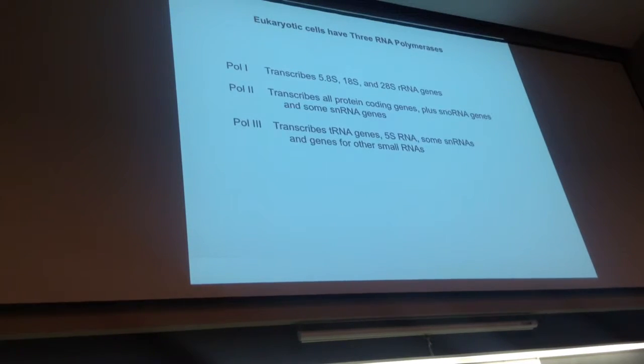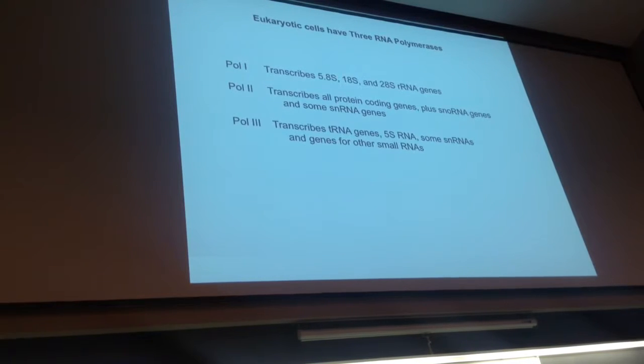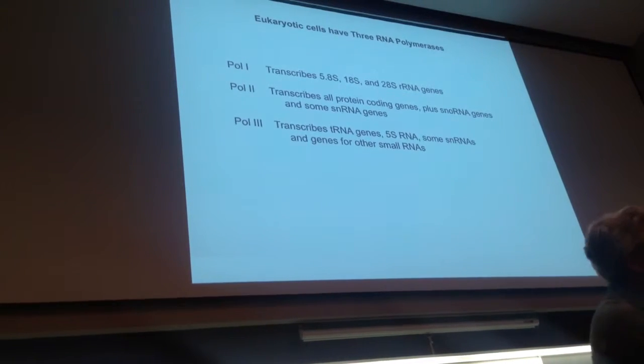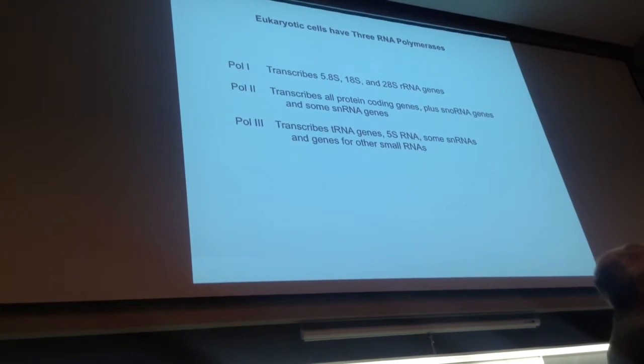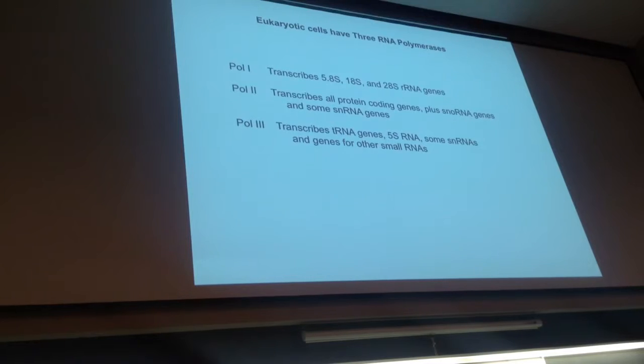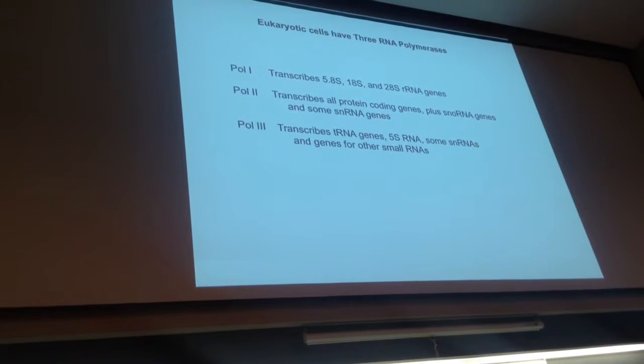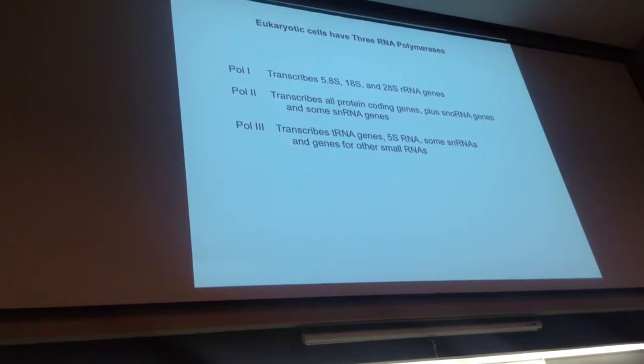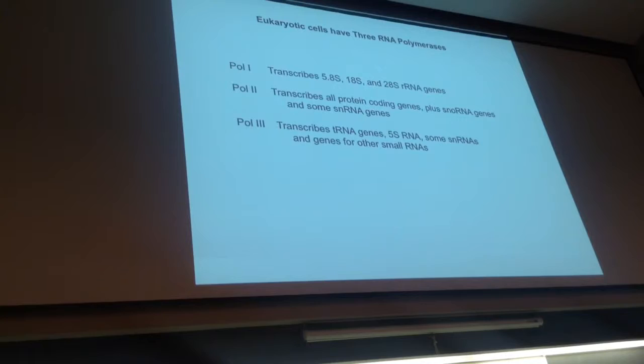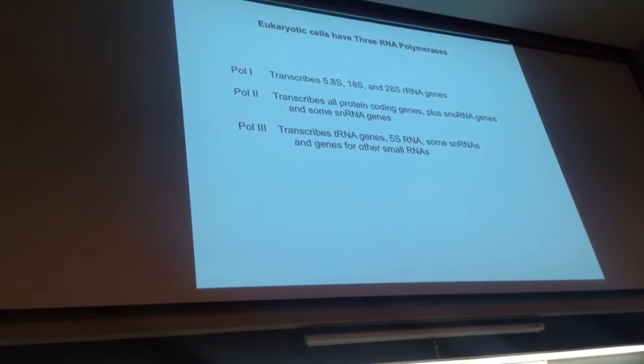First of all, y'all remember eukaryotic cells have 3 RNA polymerases. Polymerase 1 is responsible for transcribing the multiple genes that encode ribosomal RNA. Polymerase 2, which is the one that we're going to talk about the most, is responsible for transcribing genes that encode proteins. There are also genes that encode some RNA molecules, but not the ribosomal RNAs.